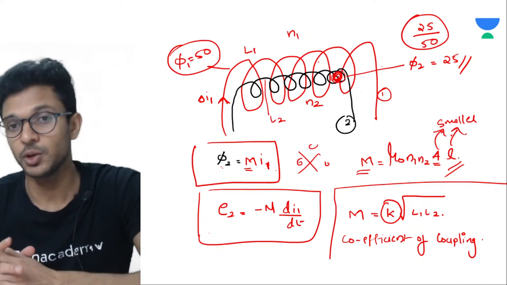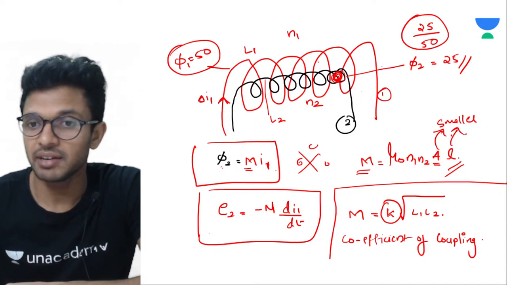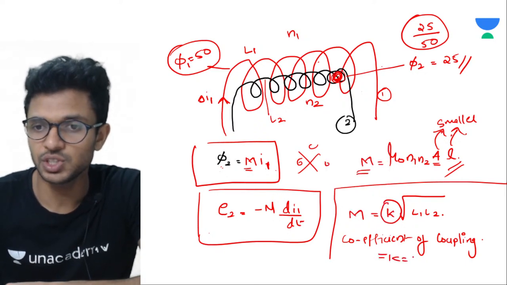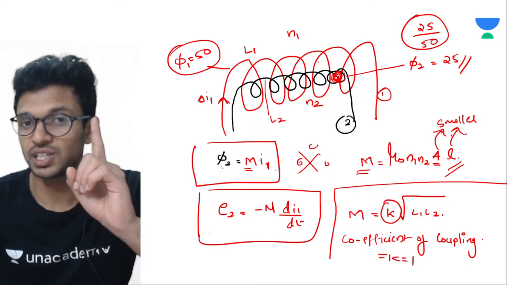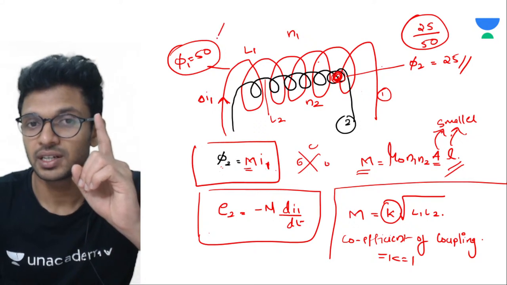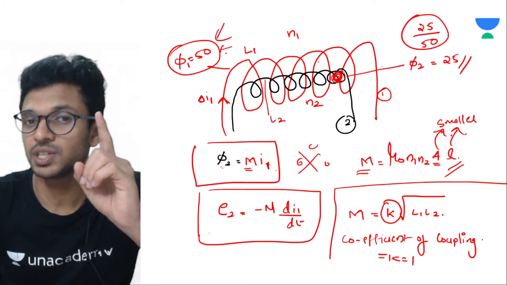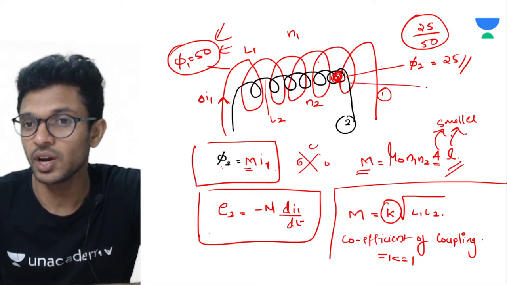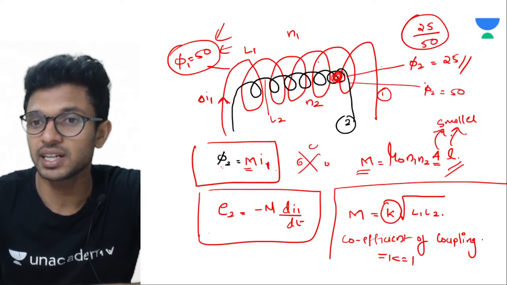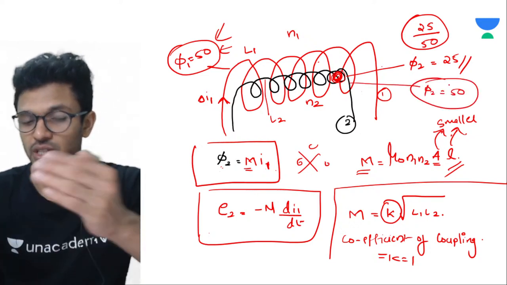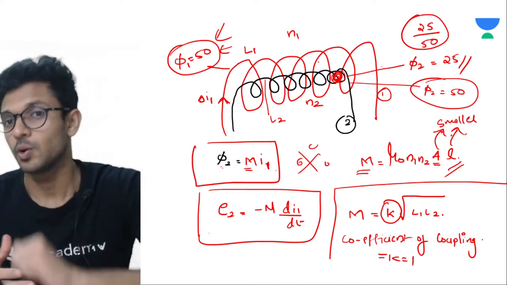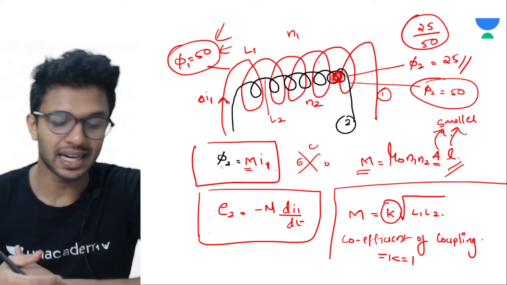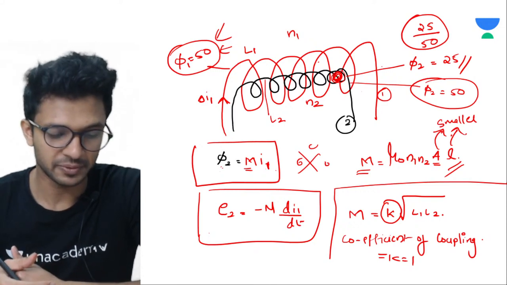So M is equal to K root L1 L2. This means the value of K will be equal to 1 when the first solenoid produces 50 flux lines and through the second coil the same number of flux lines passes. The ratio is 50 by 50, so the value of K becomes 1. So this is a simple idea of the coefficient of coupling.